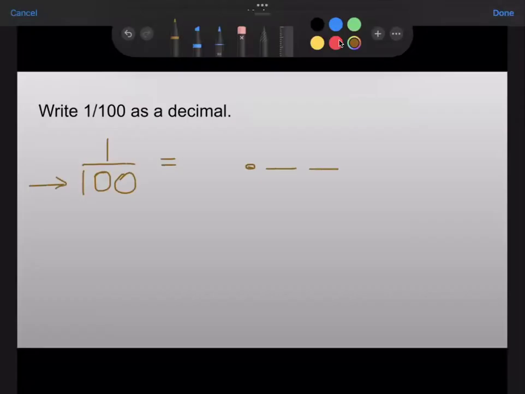So if my denominator is 100, that means the end of the numerator is in the hundredths place right here. So I'm going to take that 1 and place it there since that is the only number in the numerator. I have an empty space, so I'm going to fill it in with a 0, and then I'm going to put a 0 in the front. So 0.01 is how you would write 1 over 100 as a decimal.